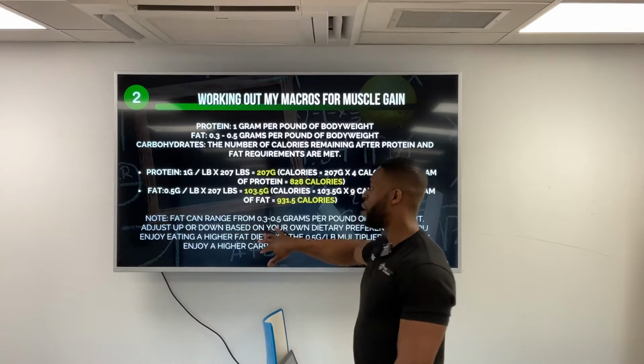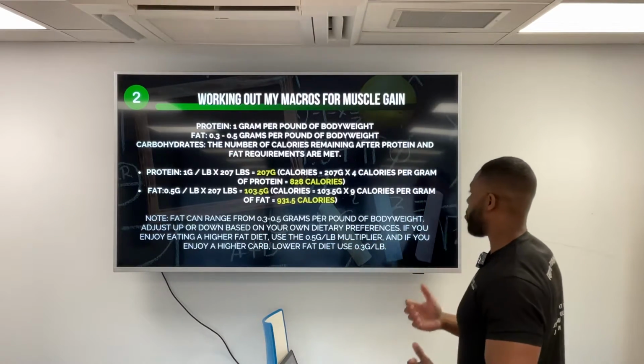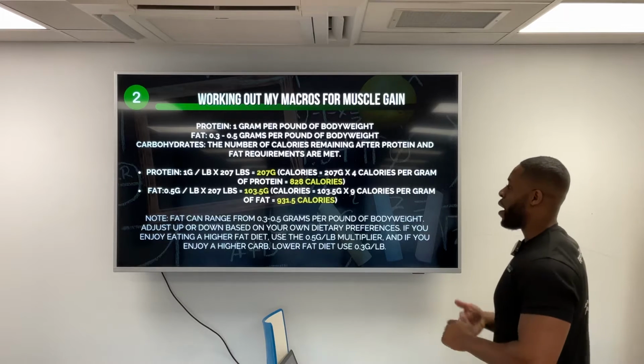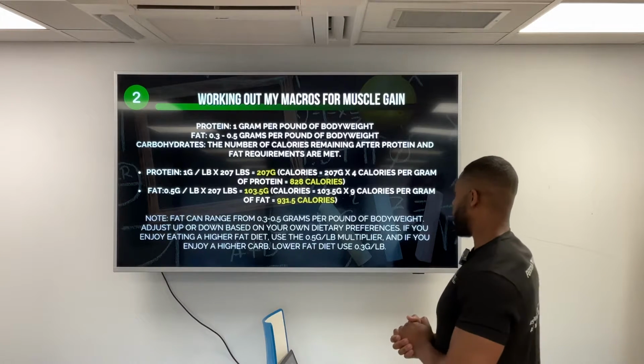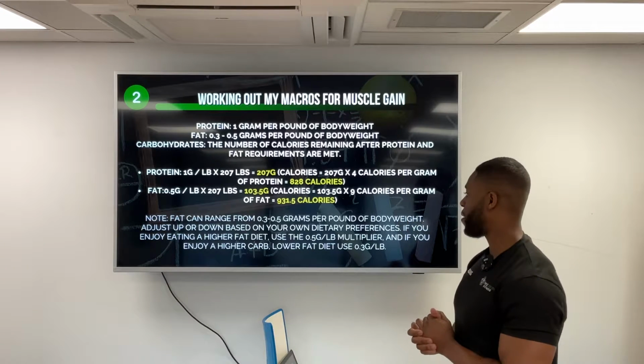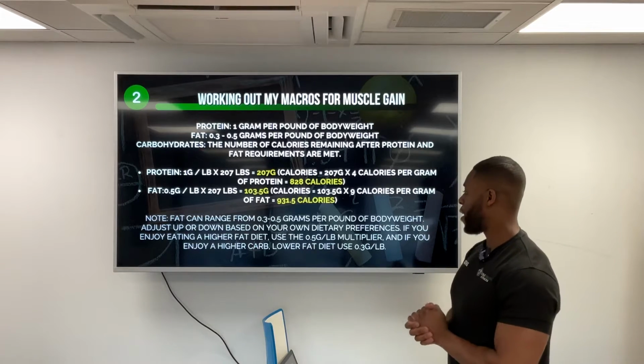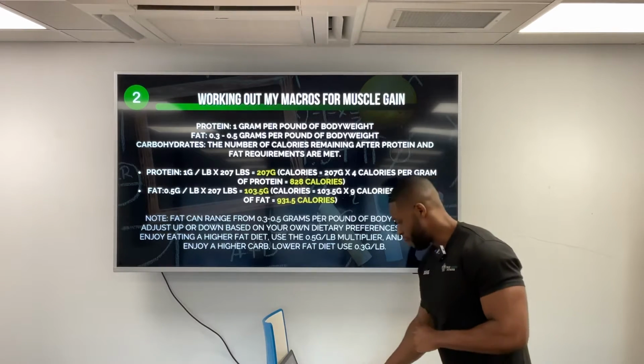Again, from the last video, almost like a disclaimer, fat can range from 0.3 to 0.5 grams per pound of body weight. Adjust up or down based on your own dietary preferences. If you enjoy eating a higher fat diet, use the 0.5 multiplier. And if you enjoy higher carbs, lower fat, use 0.3 as that multiplier, okay?